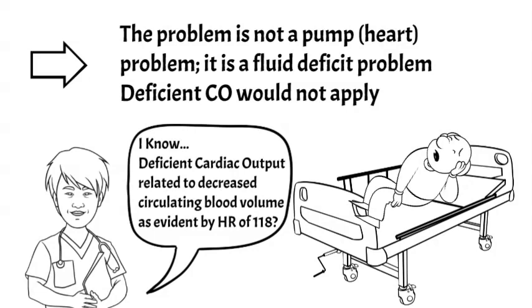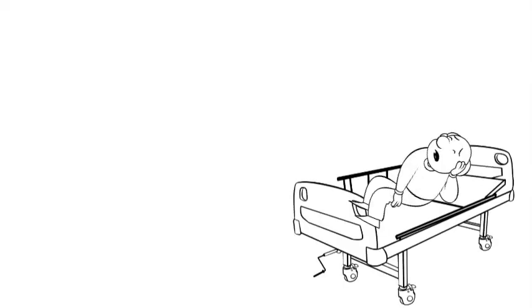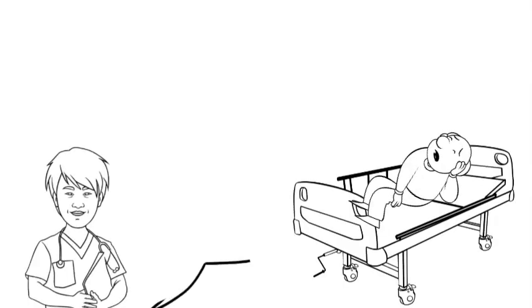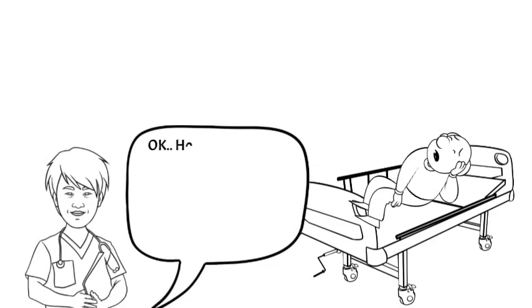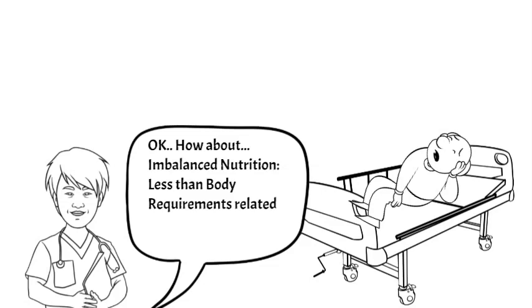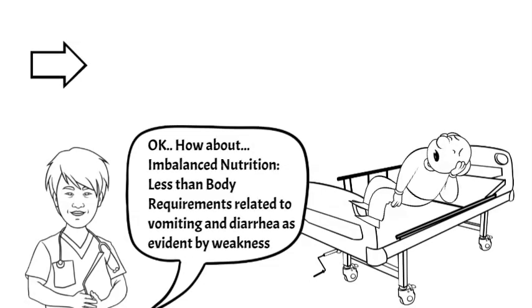Okay, how about imbalanced nutrition less than body requirements related to vomiting and diarrhea as evidenced by weakness. I see that you're thinking, however, nutrition would not be priority in this case.